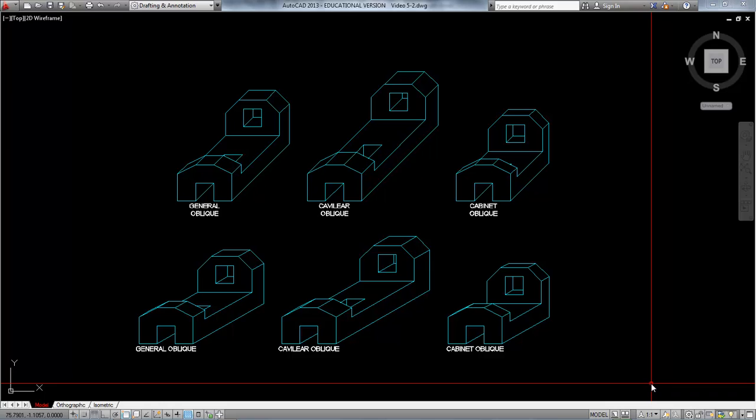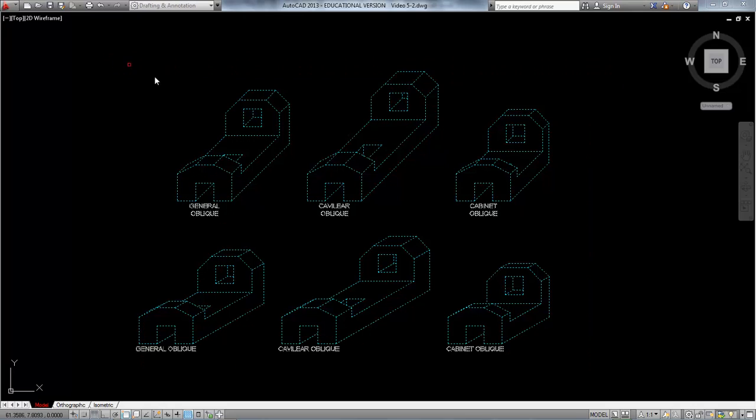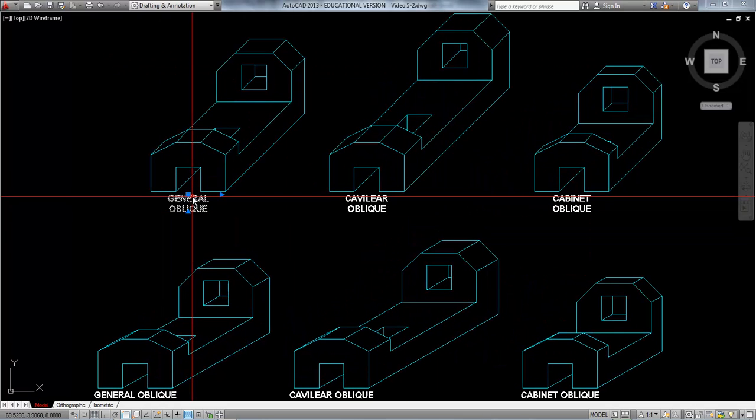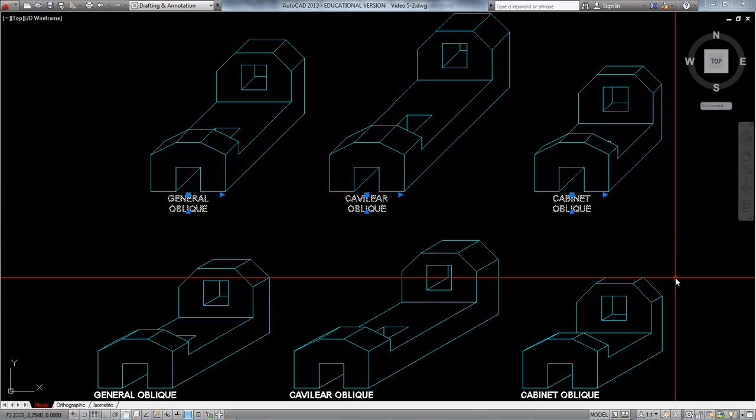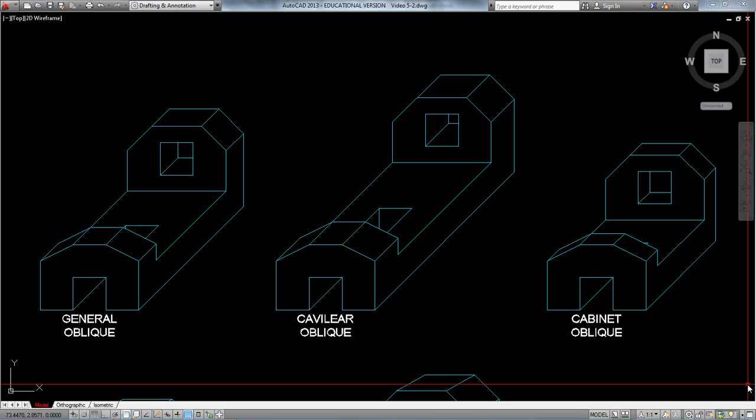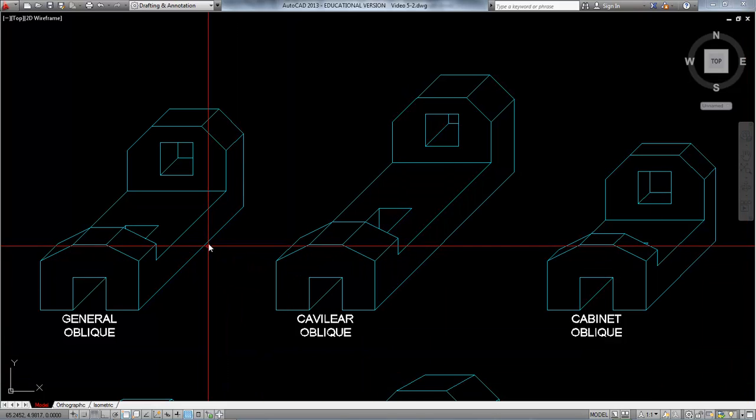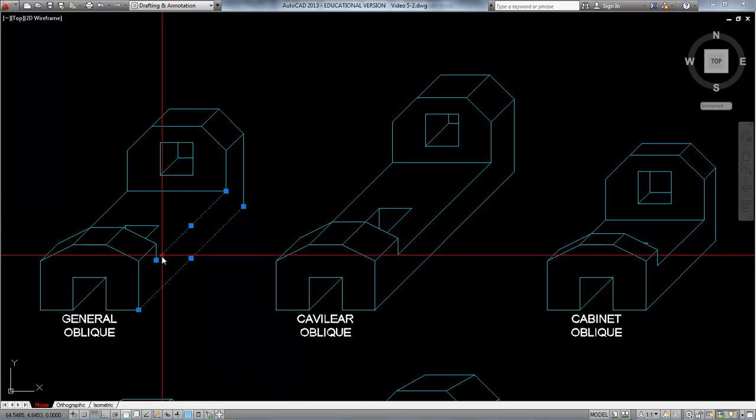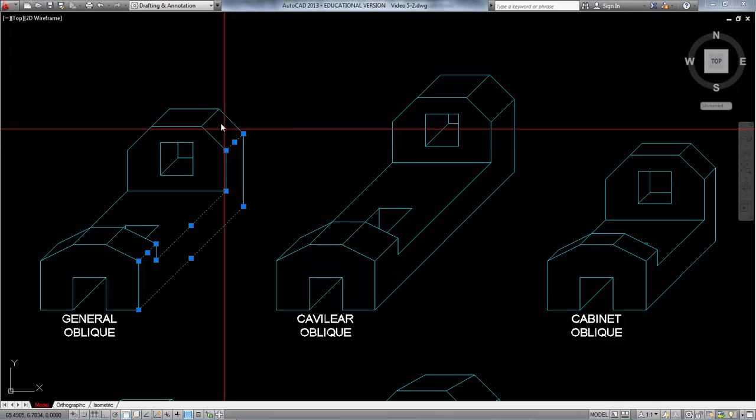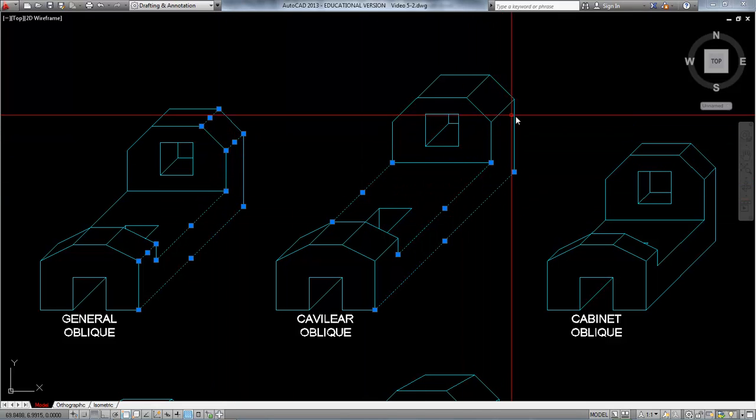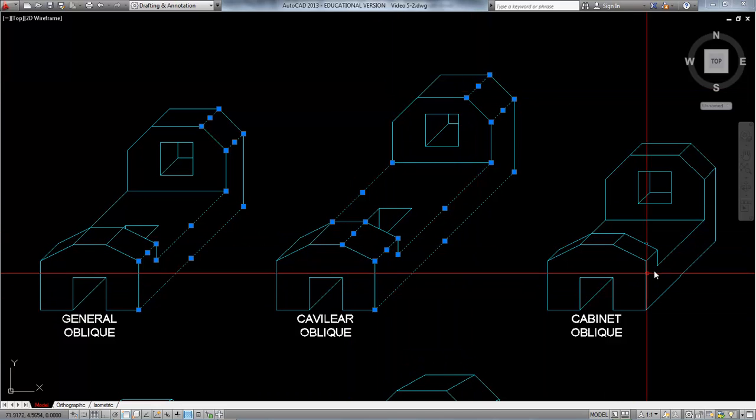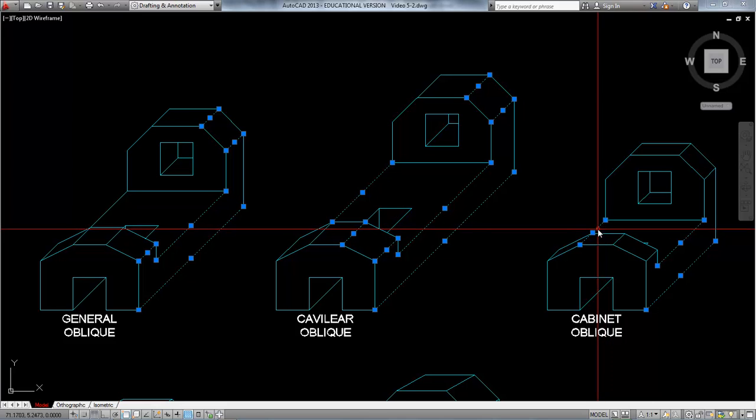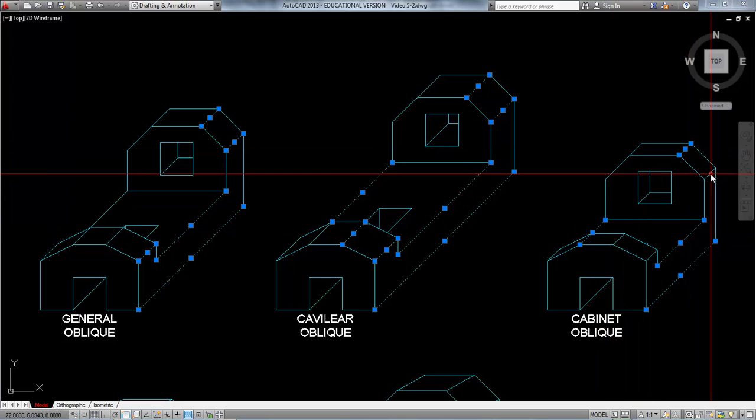Now, the oblique family has three members, just like the axonometric family. You have general obliques, cavalier obliques, and cabinet obliques. What makes oblique views different from one another is the length of the receding lines, these lines here that represent the depth of the part. All oblique views have them, and they're always parallel to each other. They never intersect. And you can see here we have them in all three of our oblique views.